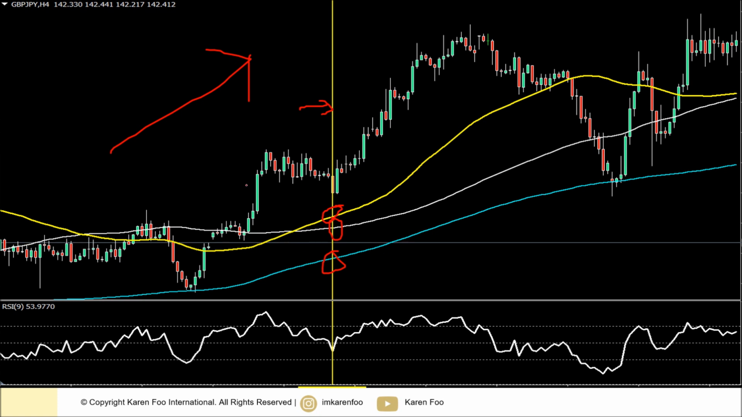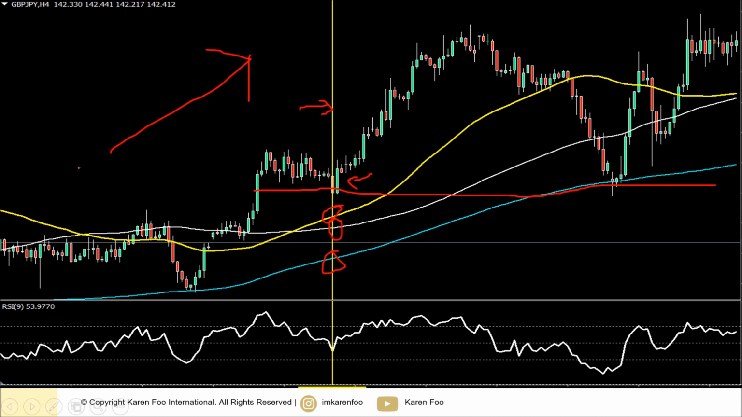Even though it is not testing a support level, it is still fine. Only later on you realize that this is a support level, because when you are here, you cannot tell, right? If it doesn't test any support level, it's still fine, because the main function of the higher time frame is just to make sure that the big picture is in line with your buy or sell trade.